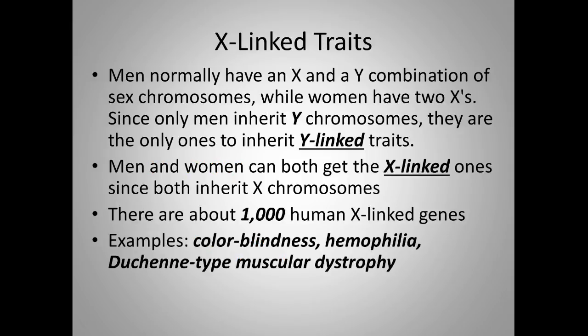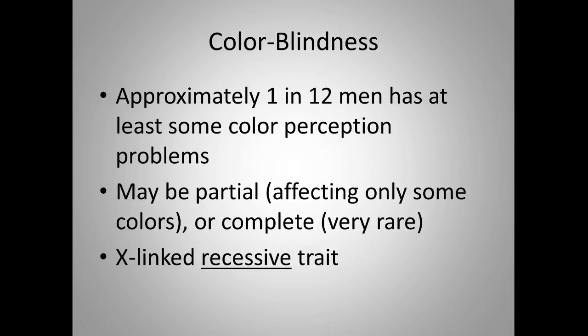It says, again, men normally have an X and a Y, while women have 2 X's. So men are the only ones to inherit Y chromosomes. Therefore, those few traits that are Y-linked traits obviously only appear in men. But both men and women can get X-linked traits since they both have an X chromosome. It says there's about 1,000 different human X-linked sex-linked traits. And the examples that we'll look at in class are color blindness, hemophilia, and Duchenne muscular dystrophy.